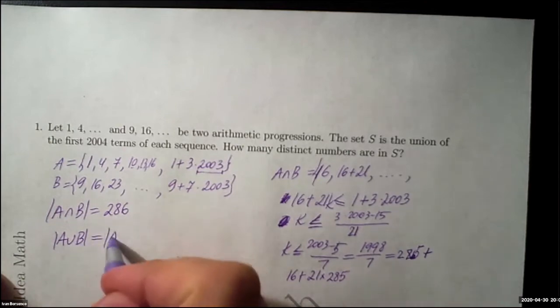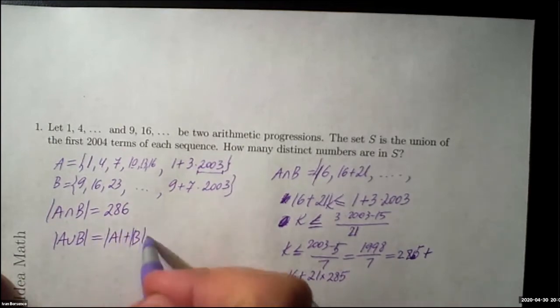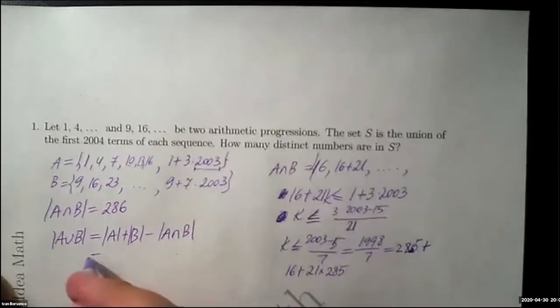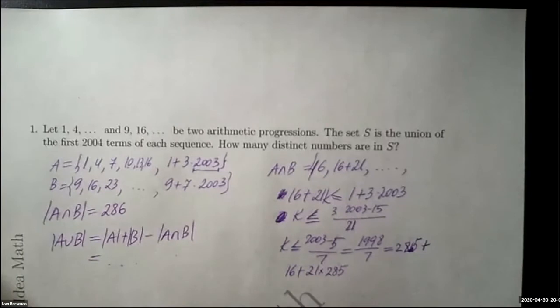Well, it's A plus B minus their intersection. I don't know how you guys can compute. So here comes our warm up, right? So we are done with this one, right? It's just a little bit of number sensing for fun.